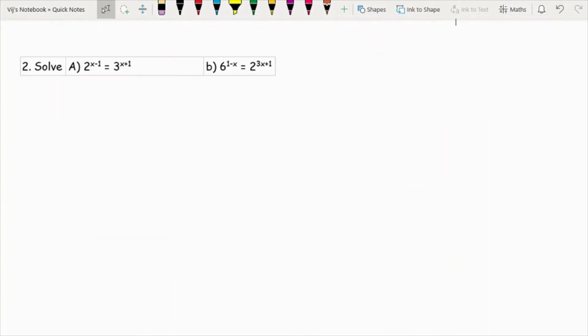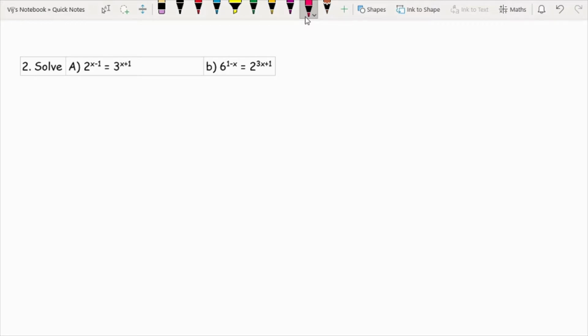So moving on to question 2. As we said, one of the main reasons why we use logs is when x is a power, and solving these, unlike indices, where I can't get my base numbers to be the same. For example, I can't write 3 as a power of 2. It's going to be very difficult without going into fractions. But this is where logs come into play.